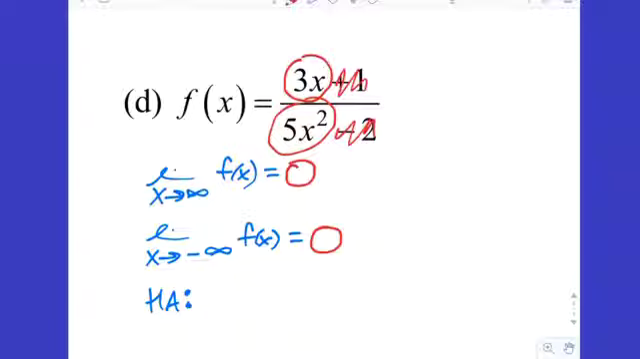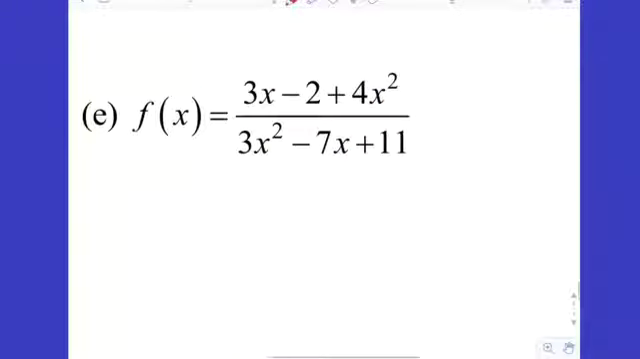The limit as you go out to the left is also going to be 0. It might just be approaching 0 from a positive or negative side. You could figure that out by plugging in that positive or negative number. So do we have a horizontal asymptote? Yes, at y equals 0. Cool. Let's go to the next one.